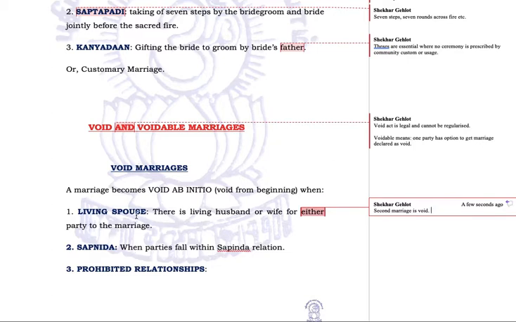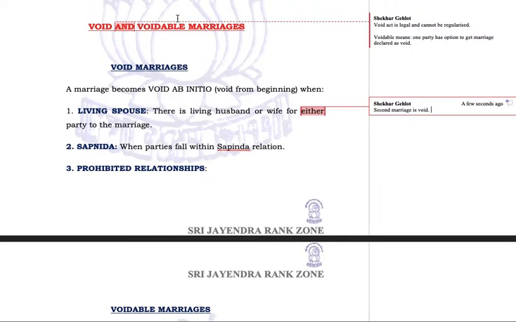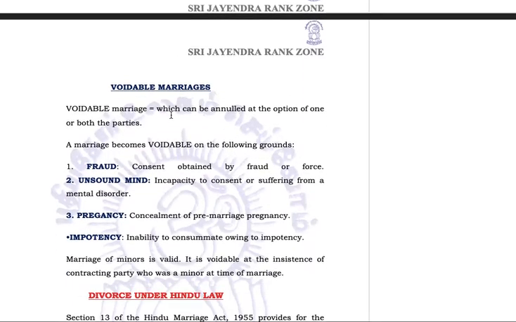But if your custom allows you to do so, okay, if the usage in your community allows you to have more than one spouse or you can marry in Sapinda, then you can do so. These rules are for those people which do not have such custom or usage. If you do not have such custom or usage, then you cannot do so. If you have some custom or usage, then you can definitely do so. Prohibited relationship we discussed. Okay, so in these cases, if you are marrying in these three situations, either of them, any one of them, or two, three more coming together, then even one is sufficient to get the marriage declared as a void marriage.